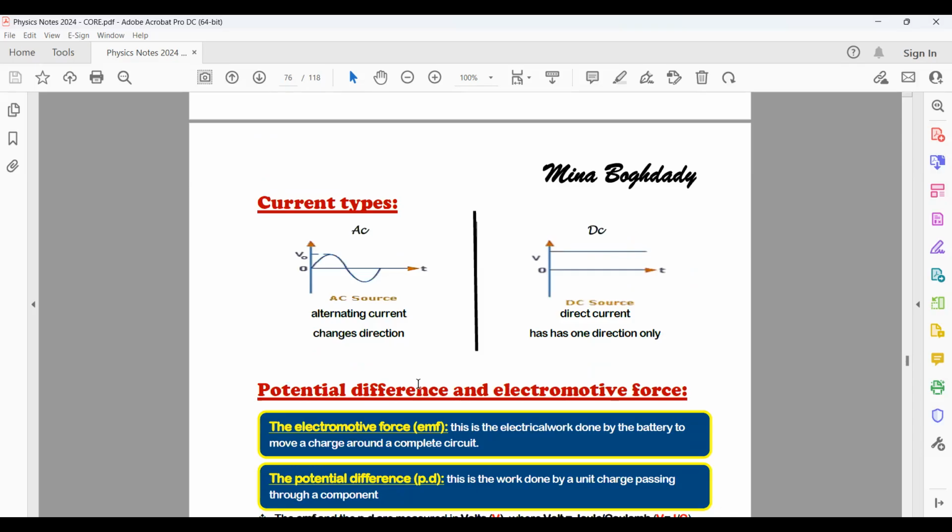We have two types of currents in real life. One is called alternating current. Alternating in English means changing. So this current changes direction. As you see, part of it is in the positive and another part of it is in the negative. And this alternating current is produced using a generator. The other type of current is the direct current. The direct current, as you see, is one direction only. It does not alternate. It flows in one direction only. And this direct current is produced most probably using a battery.